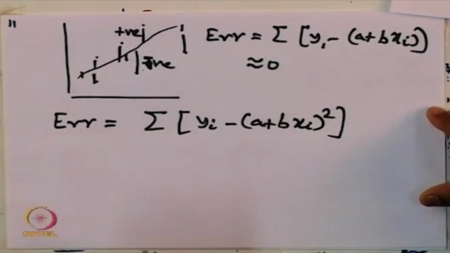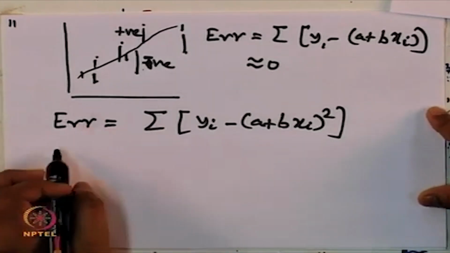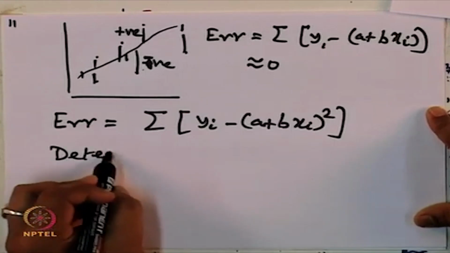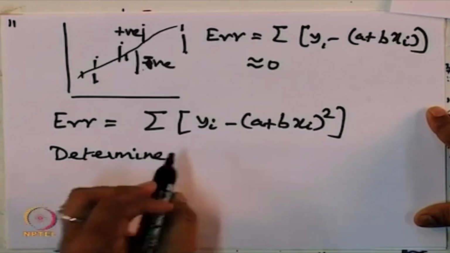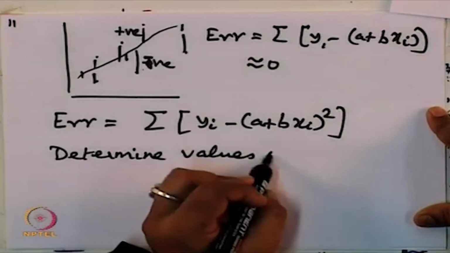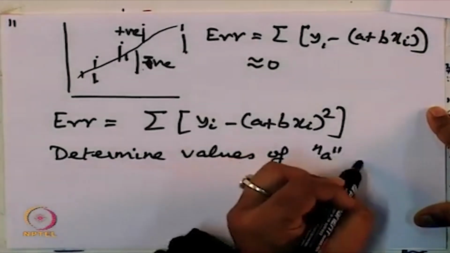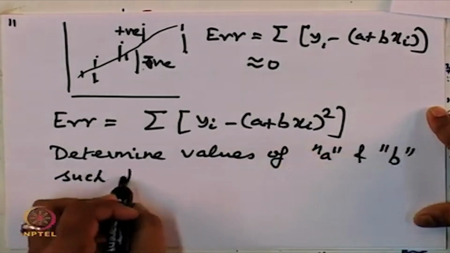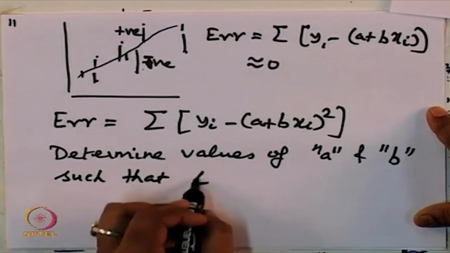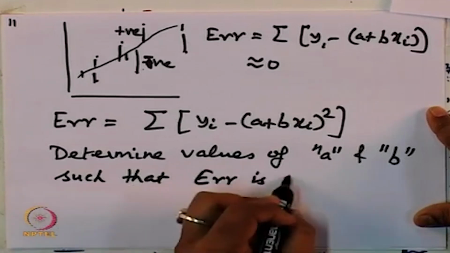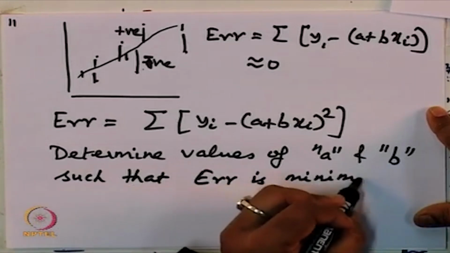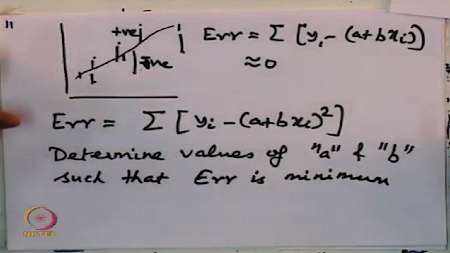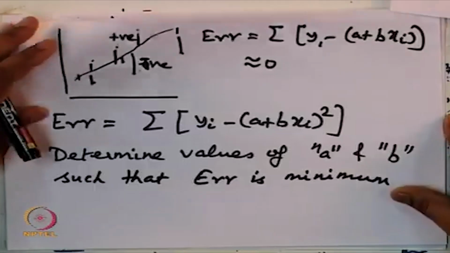Okay. At the end of the exercise, what you want to do is determine the values of A and B such that the error is minimum. Okay. So, this is what you want, to minimize the error. Okay. How do you do it?